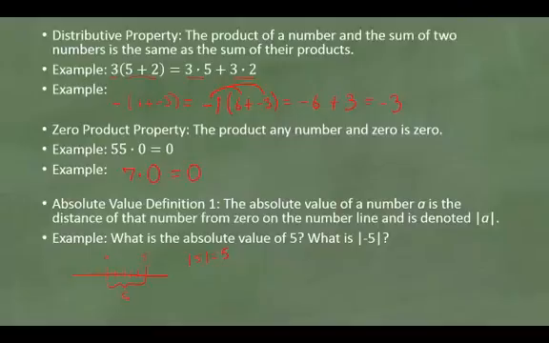What is the absolute value of negative 5? It's the distance of that number, 1, 2, 3, 4, 5. There's negative 5 from 0. That's a distance of 5. So the absolute value of negative 5 is 5. Notice the distance is always positive. This distance is positive. This distance is positive. So the absolute value of any number is always positive.